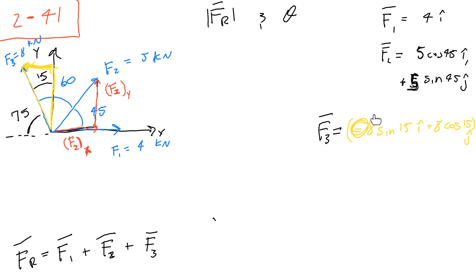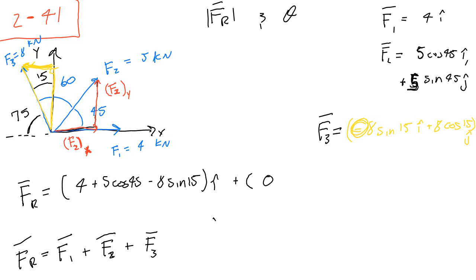Okay, so now this is the easiest part. Now we can just add these up. So the X component is 4 plus 5 cosine 45 minus 8 sine 15, all that I hat, plus the Y component, which is 0 plus 5 sine 45 plus 8 cosine 15, all that J hat.